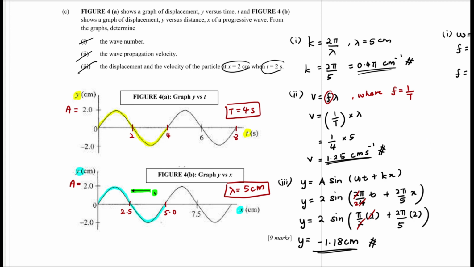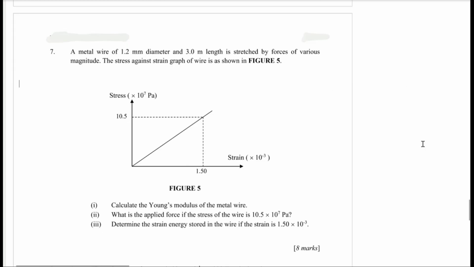So let's proceed to question 7. Alright, question 7. Okay, look at here. We have a metal wire, 1.2 millimeter diameter, and then 3 meter length is stretched by a force of various magnitude. So, the stress against strain graph is shown in this figure. So, based on this figure, make sure you check, okay, the label of axis, for x-axis and also the y-axis. Make sure you include, okay, in the calculation.